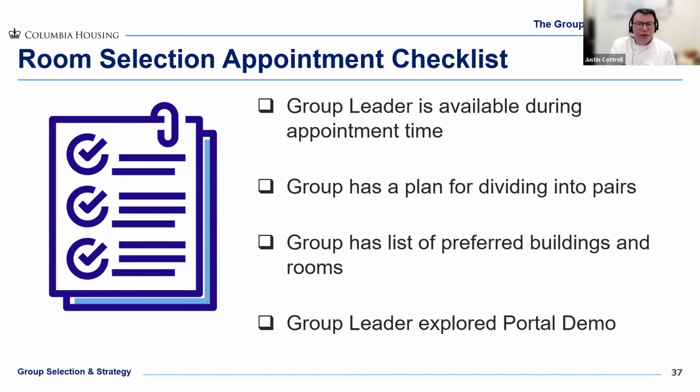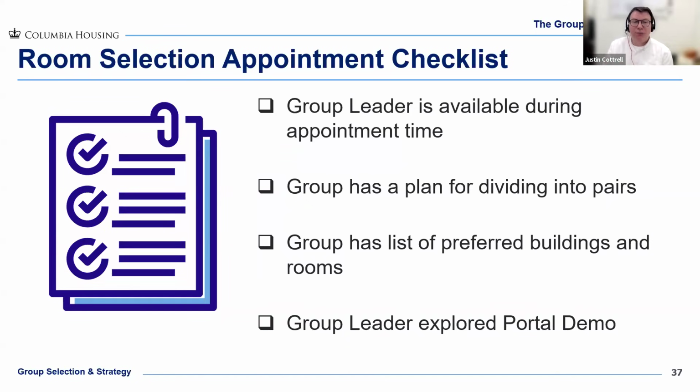Now, let's talk about the room selection appointment checklist. Like earlier with our previous checklist, feel free to screenshot this or take a photo of it, just to make sure that all these things are getting knocked out by the group. So at this point, your appointment time is likely approaching, so just use this to confirm everyone is prepared. Remember, it is about the group leaders and the group members working together. Make sure that your group leader is available during your group's appointment. If not, you can reassign the leader role to someone else.